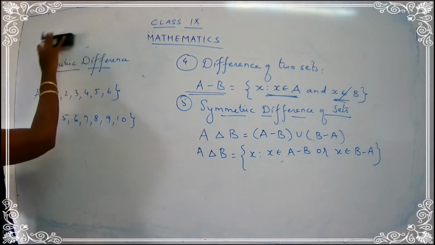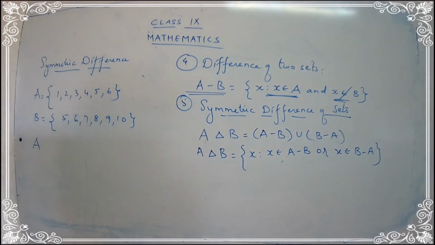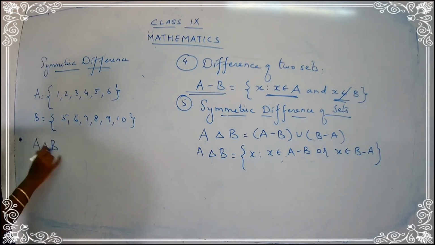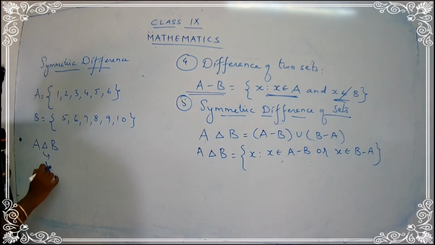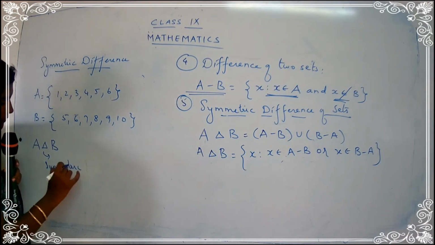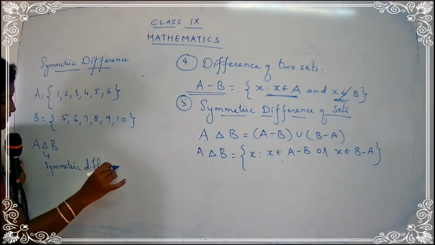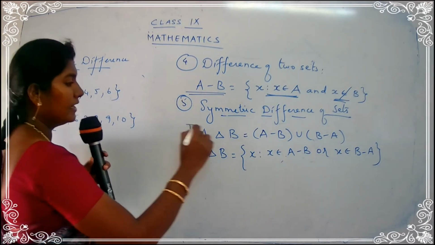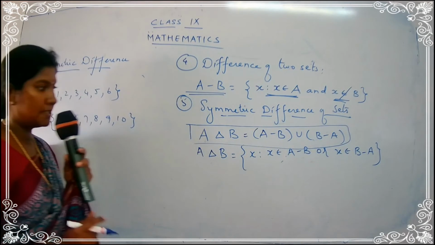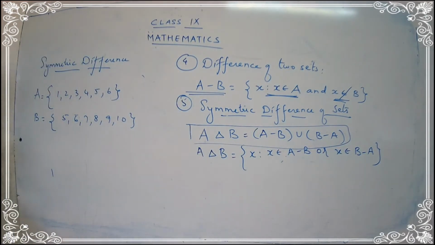Now here, the symbol you are going to use for symmetric difference is a triangle. It is like a triangle, but you have to read this as symmetric difference of A and B. How to read this, children? This is read as symmetric difference. Clear, children? So what is the formula for symmetric difference? See, I have given you a formula here. The symmetric difference formula is A minus B union B minus A. What's the formula? A minus B union B minus A.